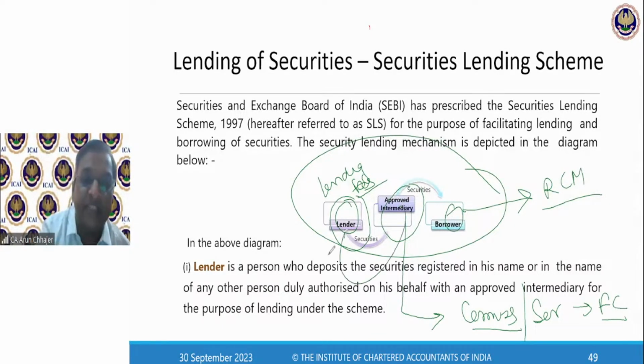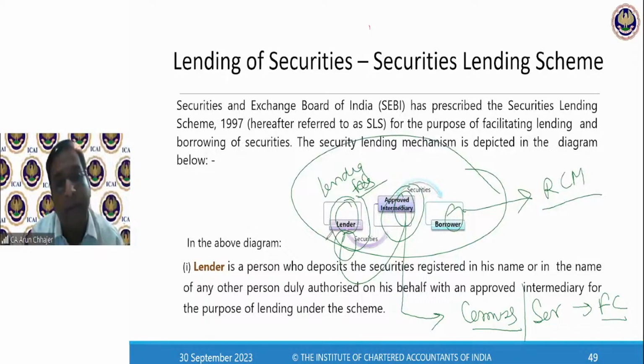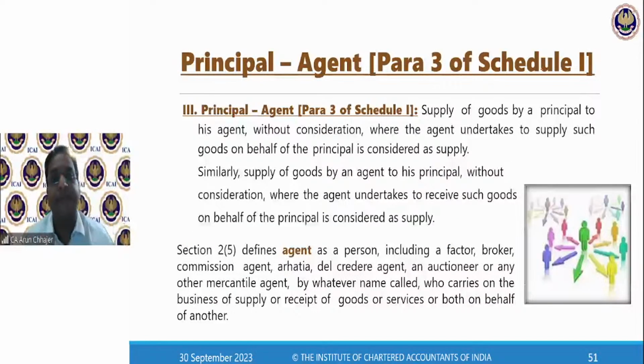So might be, let's say, he's charging a certain amount to the lender. Then in that case, he will raise the tax invoice and he will pay this amount along with GST to the approved intermediary. I hope it is clear.